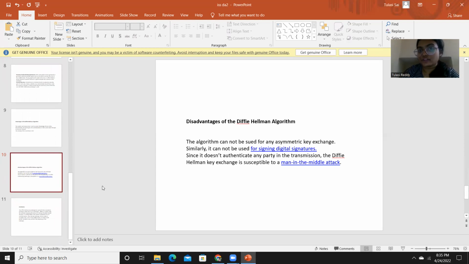So what are the disadvantages of this algorithm? This algorithm cannot be used for any asymmetric key exchange. It is only for symmetric key exchange. Similarly, it is not used for signing digital signatures, since it doesn't authenticate any party in the transmission. The Diffie-Hellman key exchange is susceptible to a man in the middle attack.